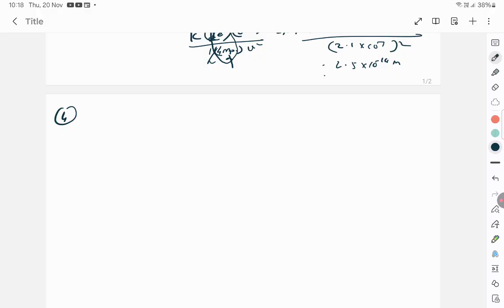An alpha particle, after passing through a potential difference V given to be 2 × 10^6 volts, falls on a silver foil. Here, for a change, it's a silver foil, correct? The atomic number of silver is given to be 47. Calculate the kinetic energy of the alpha particle at the time of falling on the foil.